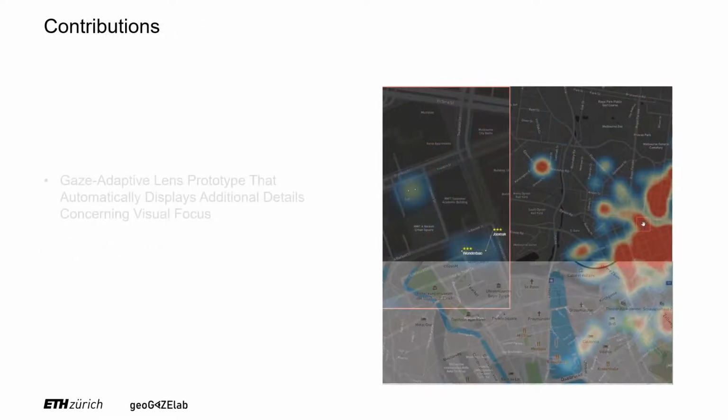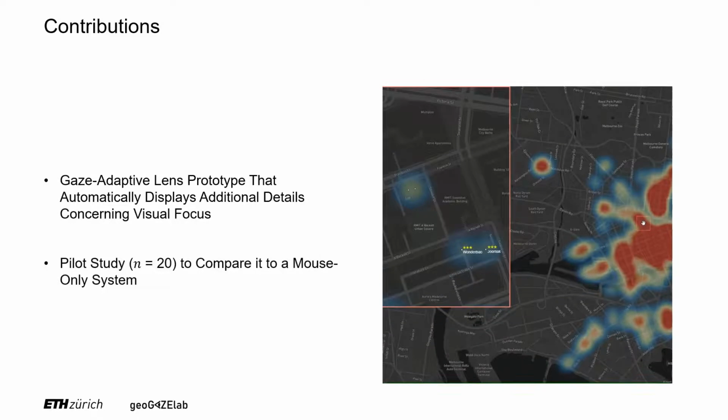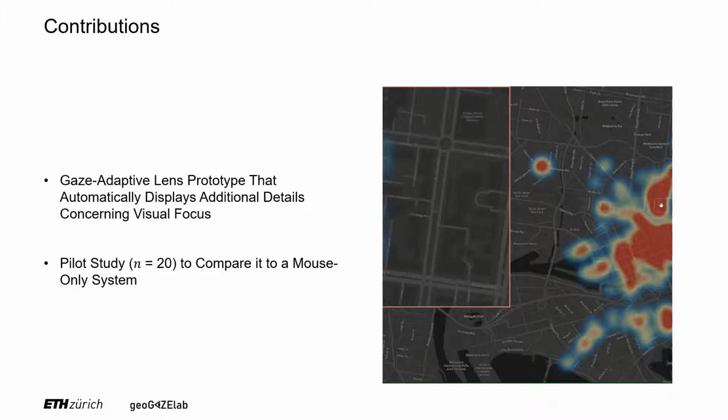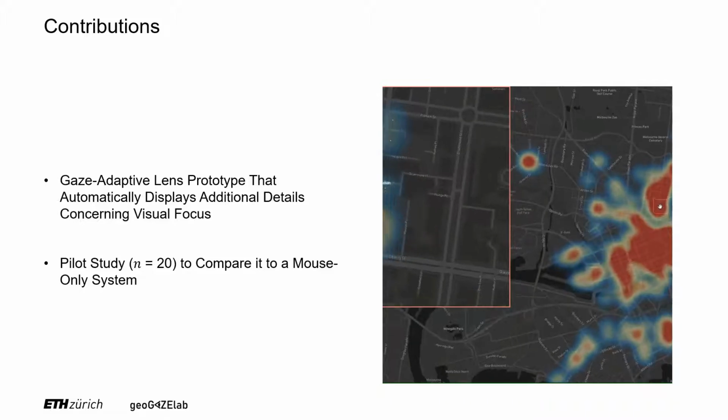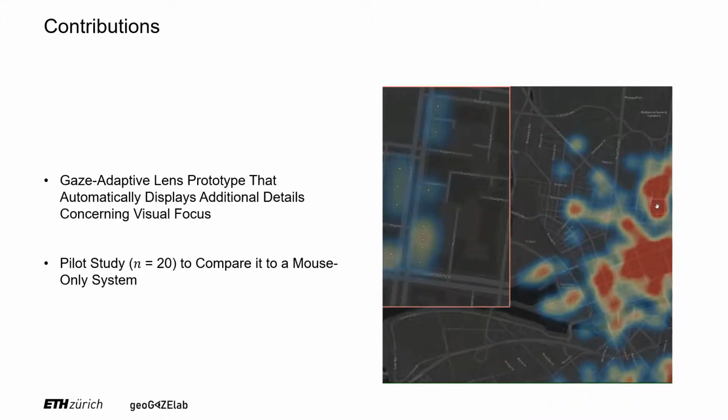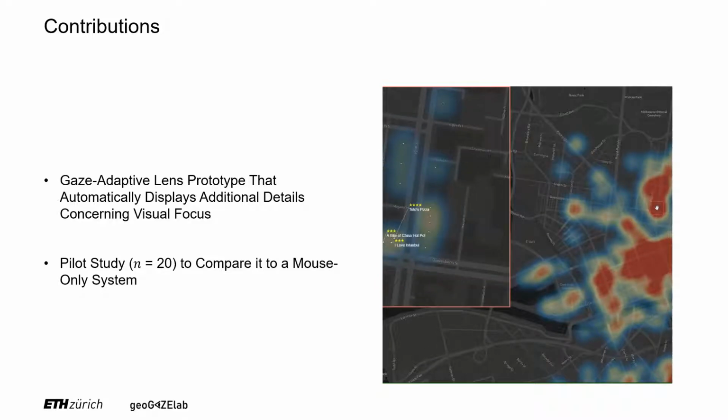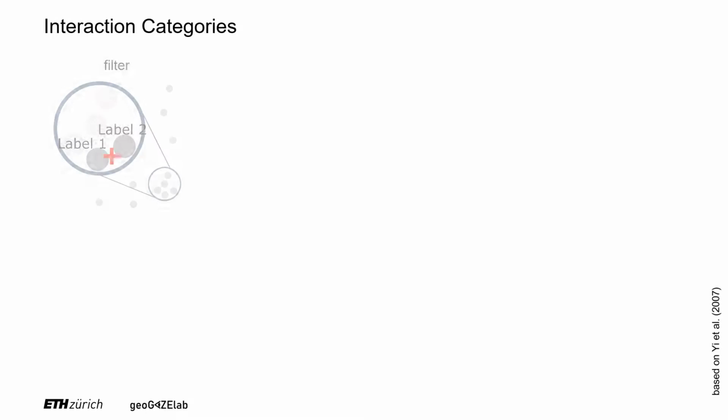In this work, we propose a combination of gaze and mouse input for the interaction with lenses. This allows controlling the lens with gaze while still being able to explore the map with the mouse. With a pilot study, we compare this approach to a mouse-only system in terms of efficiency, effectiveness, usability, and applied search strategies.